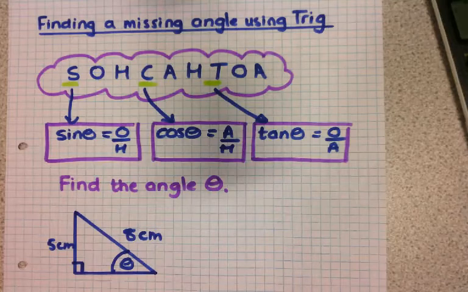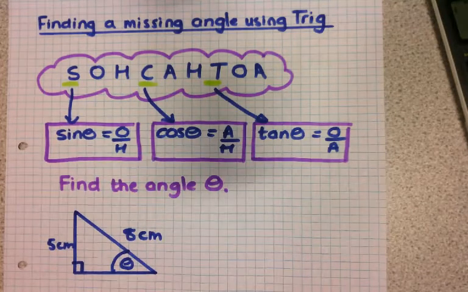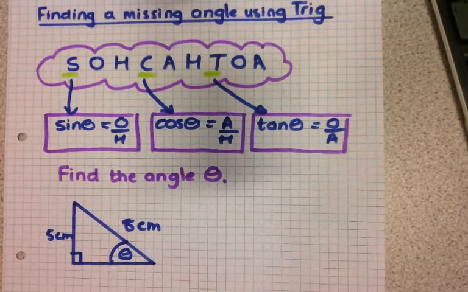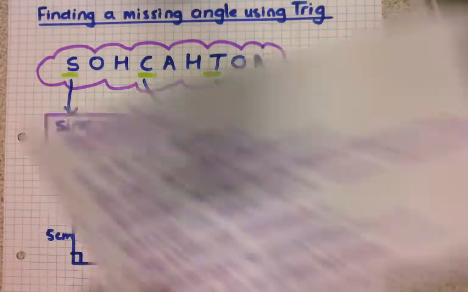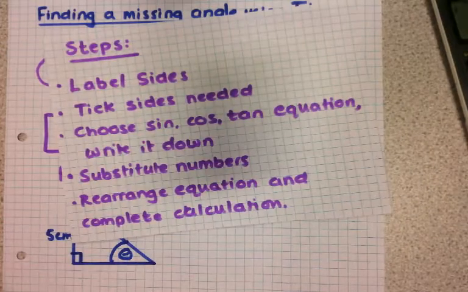So now we're going to find a missing angle using trig. We're still going to use the mnemonic, and we're actually going to start off in the same way as when we were finding a missing side. So I'm going to just follow the same steps.